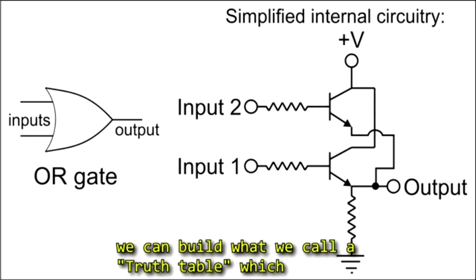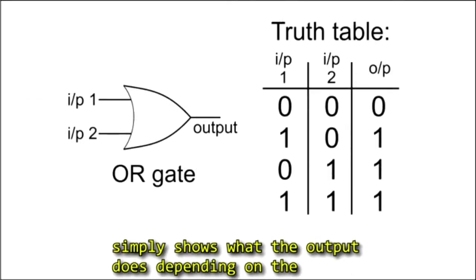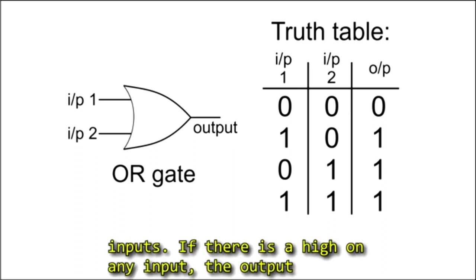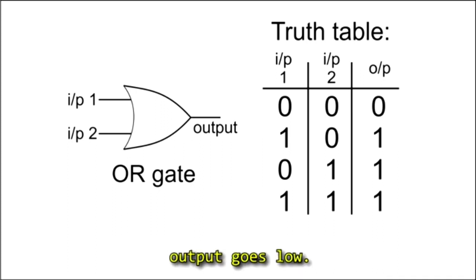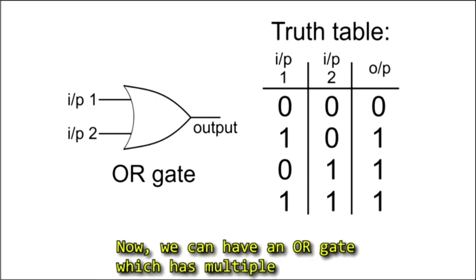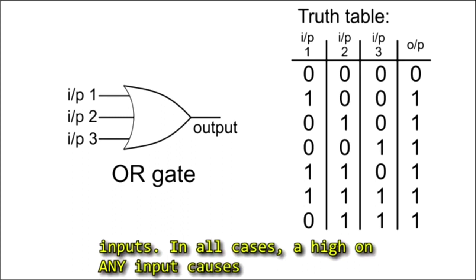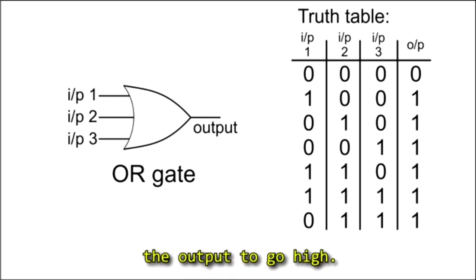From this, we can build what we call a truth table, which simply shows what the output does depending on the inputs. If there is a high on any input, the output goes high. If both inputs are low, then the output goes low. Now, we can have an OR gate which has multiple inputs. In all cases, a high on any input causes the output to go high.